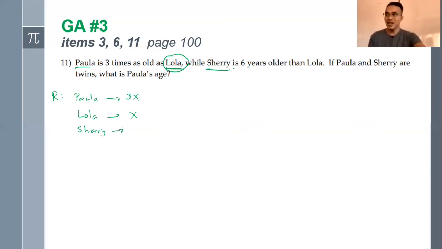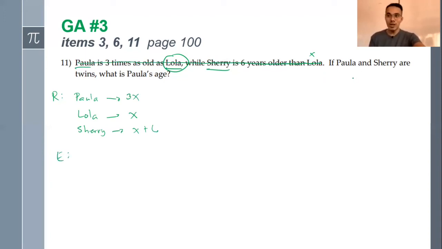It says here, Sherry is 6 years older than Lola. Lola is X. Sherry is 6 years older than Lola. So this is going to be X plus 6. All right? We're done with our representation. So tatanggalin ko na ito. Kasi hindi na to babalikan. We're done with that. Next, equation.